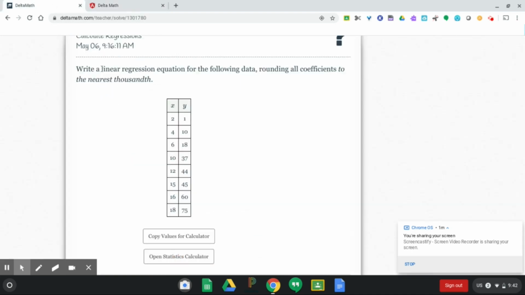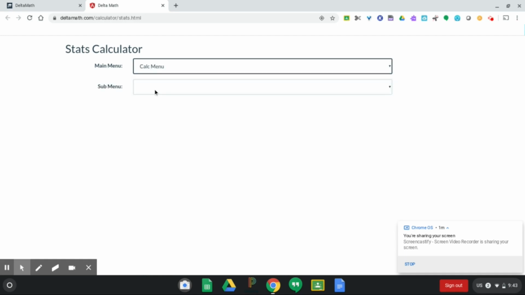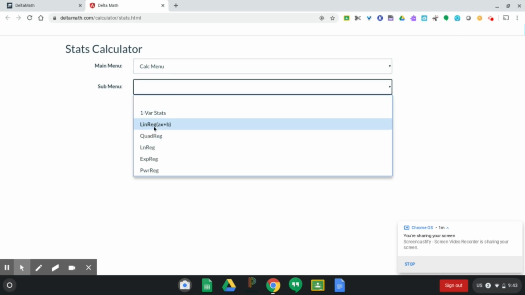It says linear regression. Okay, so I'm going to go to my main menu. So my edit was allowing me to enter information. I'm going to go to calc menu. And the submenu, since we said we were doing linear regression, I'm going to select this choice here. Now, if it was quadratic regression, I would select quadreg. If it was exponential regression, I would do expreg. Those are the three that we're going to focus on in this assignment. So I want linear regression here.